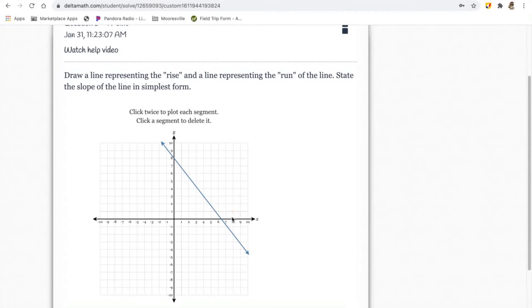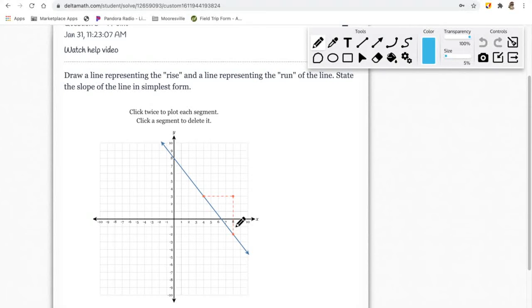So what I'm going to do is find some corner points. And I have to be real careful about corner points. There's a corner point, and then the next corner point that I see is this one right here. So I'm going to draw my rise straight up from the first ordered pair that I drew. I'm going to draw my run from that ordered pair to that second ordered pair that I drew. And then I will need to find my slope.